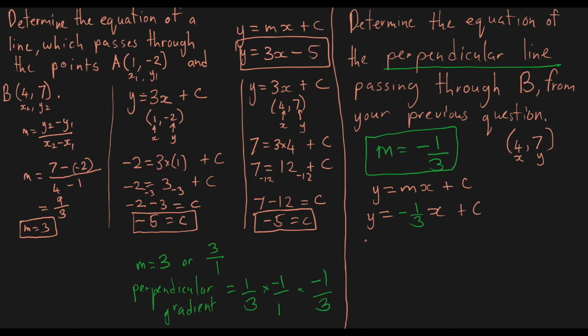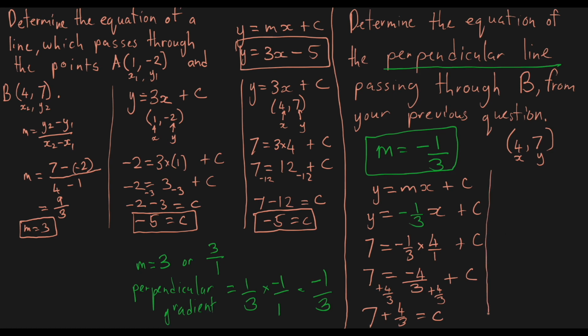Now we can use this point because the line passes through it. So y is equal to 7, and we have negative 1/3 multiplied by 4. I could write 4 as a fraction, 4 over 1, plus c. So then I'll have 7 is equal to negative 4 over 3 plus c, because negative divided by a positive is a negative. To move it to the other side, I add 4 over 3. So 7 plus 4 over 3 is equal to c.